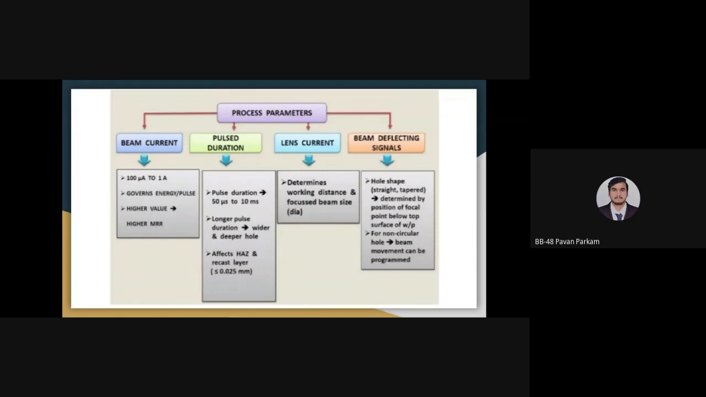Here I want to mention that for a non-circular hole, your beam movement can be programmed. Other than a circular hole, this beam movement can be programmed. So these are the process parameters.